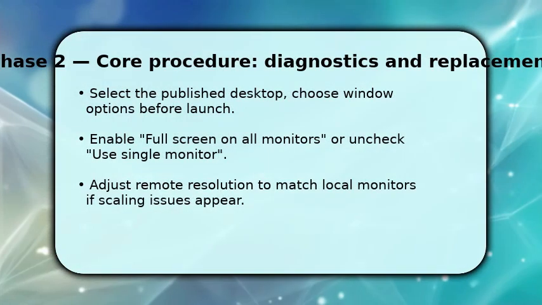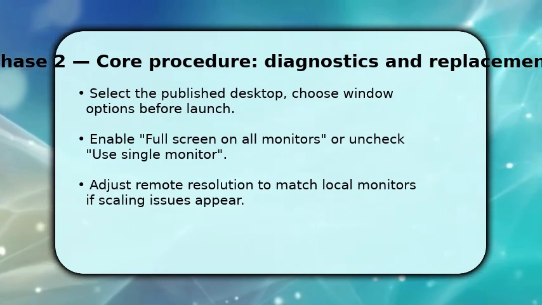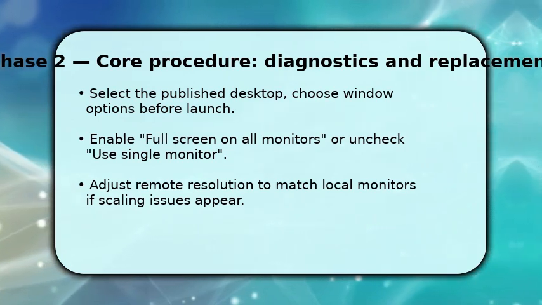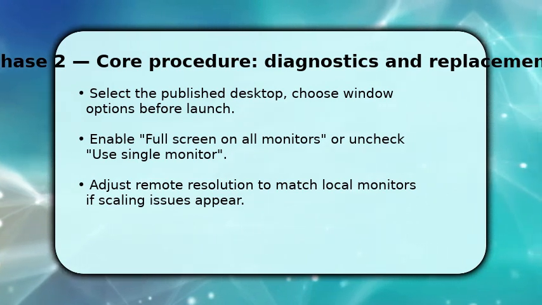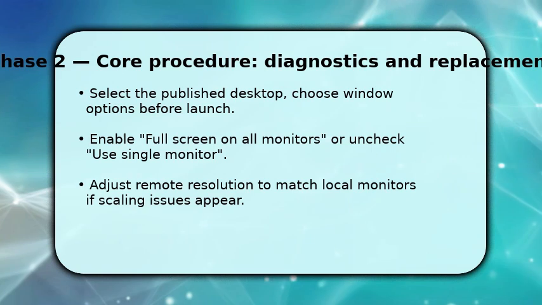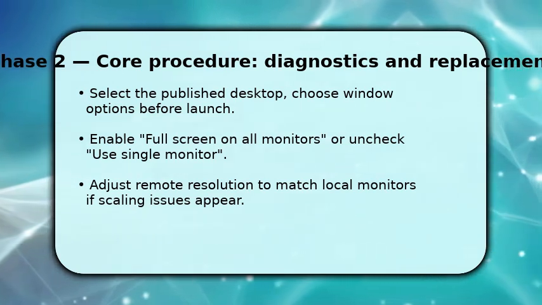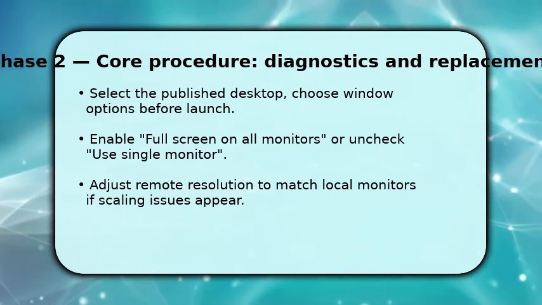When you launch, once signed in, don't just double-click the desktop. Open the desktop's launch options. You'll see display controls. Pick full screen on all monitors so the session spans both screens. If you face scaling problems, set the remote resolution to match your primary monitor and disable display scaling in the OS for Citrix Workspace. When the desktop appears, move windows between screens to confirm continuity.